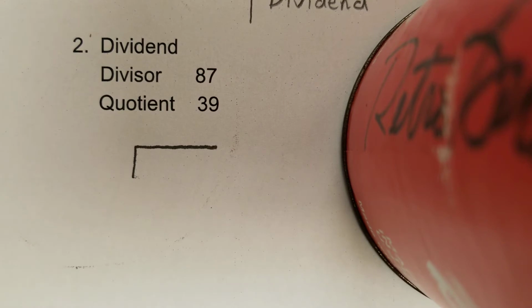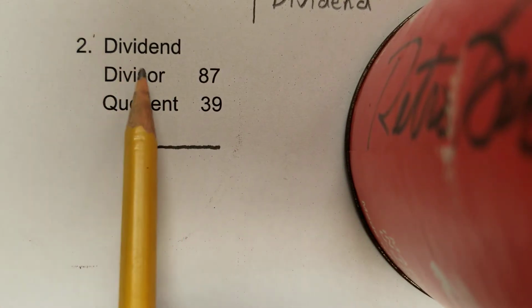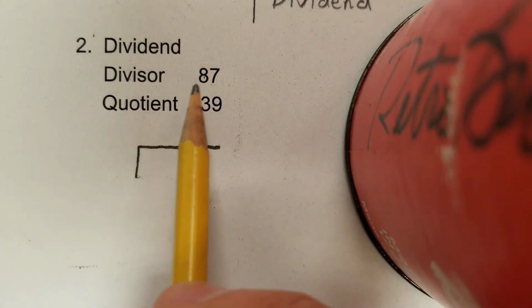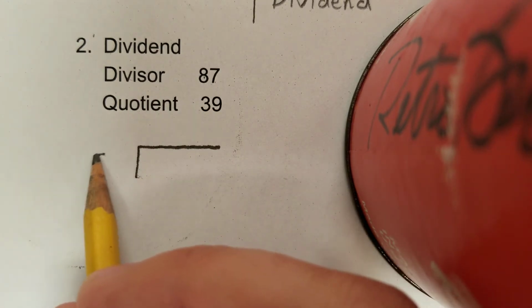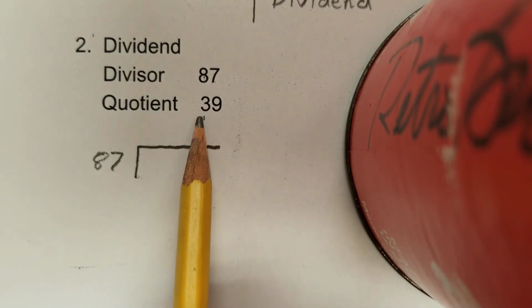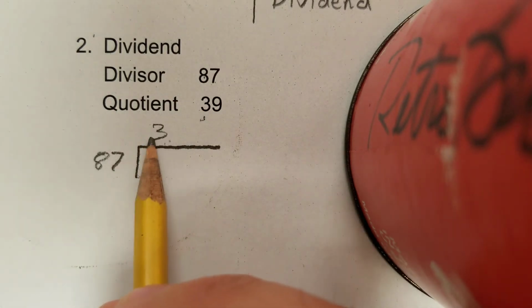For number 2, I already made my box. My divisor goes outside the box. That's how many are in a small group, and it goes here. My quotient is how many small groups I can make. That goes on top, which is 39.